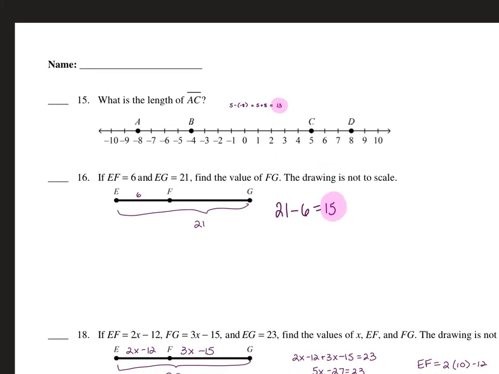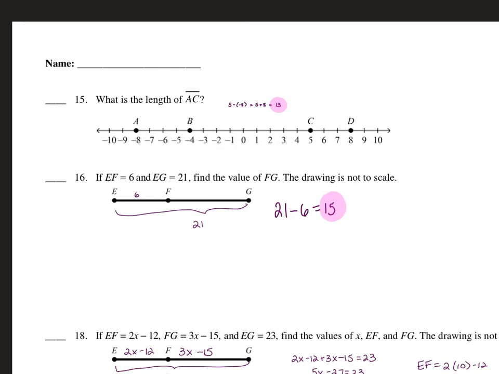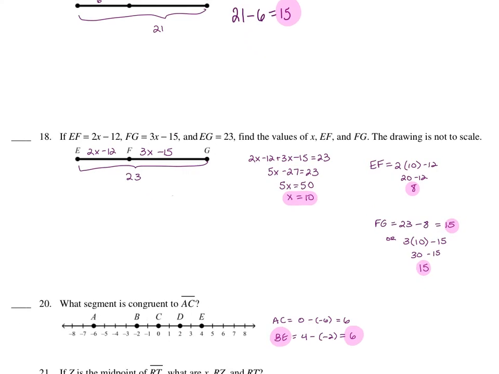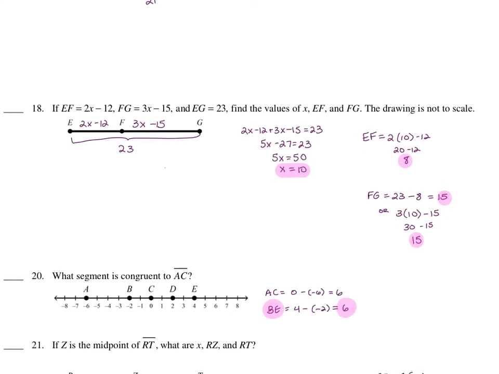15 started the coordinates. So now you're trying to find the length. If you just count or you do the big one minus the little one, or the absolute value of their difference, either way it should be 13. 16 was your segment addition postulate, which is 15. 18, also your segment addition postulate, you had to add the 2 parts together, set it equal to 23, and X should have been 10, EF should have been 8, because you have to plug it back in, and then FG should be 15. You can either plug it back in, or you could subtract it from the 23, and you should get the same answer, so it's a good way to check it.